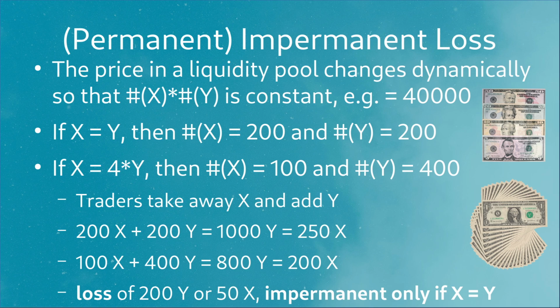They call it impermanent because if the value fluctuation between X and Y is temporary, then the loss disappears. So if X and Y become as valuable as each other again, then the loss disappears. But as long as the change in value between X and Y is permanent, the loss is also permanent.